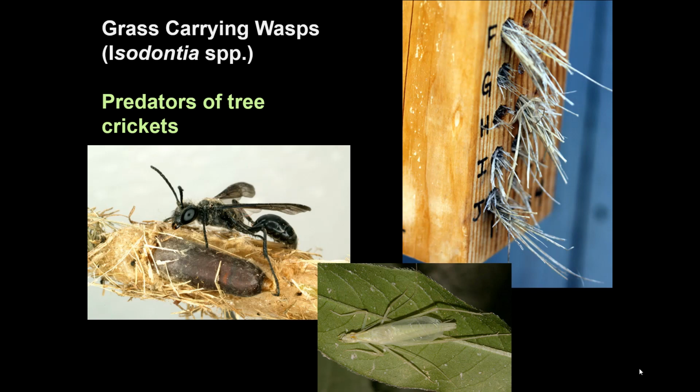There's one interesting group called the grass-carrying wasp, and these hunt tree crickets, the little crickets that make a song up in the trees in late summer.